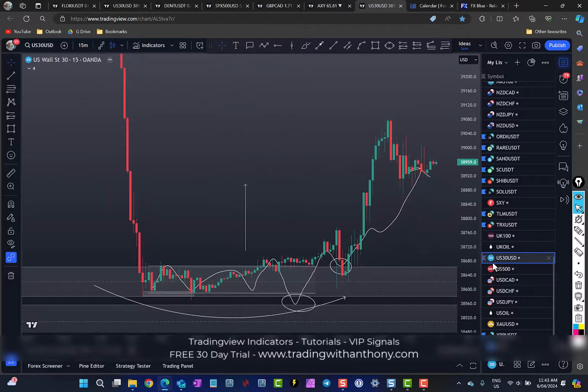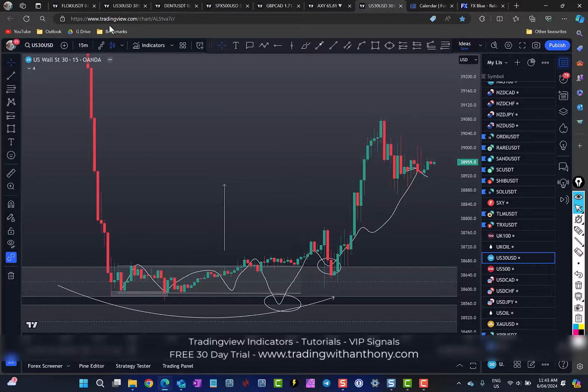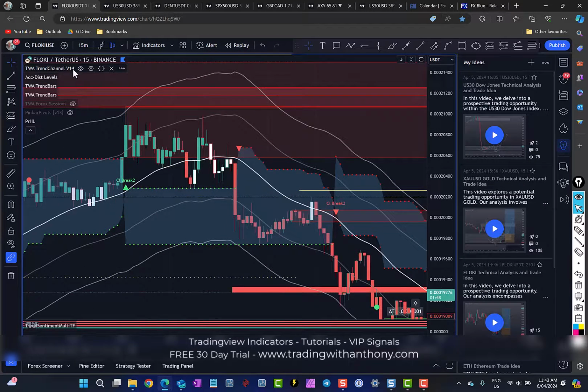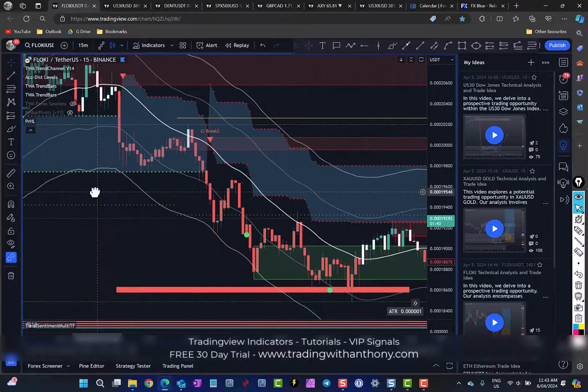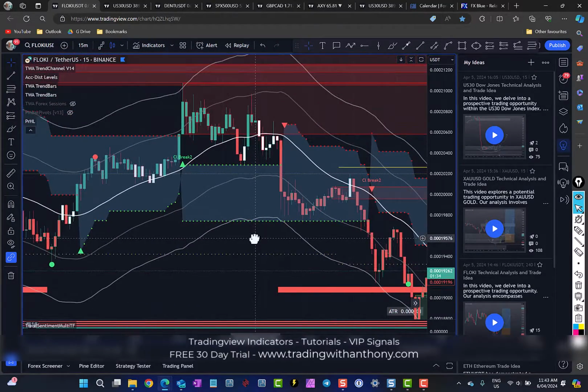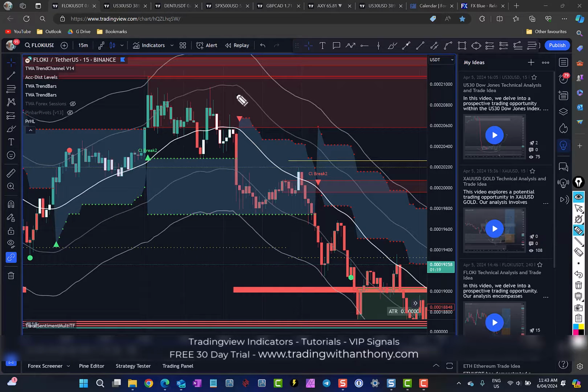Okay, so now let's take this to another level. I'm going to go over here to our indicators. This is Floki, 15-minute time frame. And we talked about trading away from resistance. Here's an incredibly simple strategy based on our indicators here that gives you a visual.